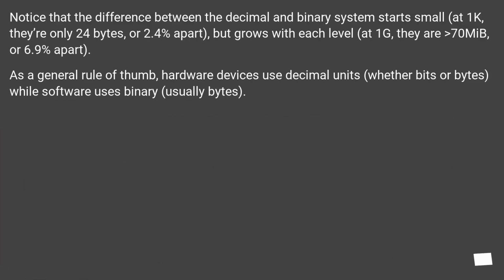Notice that the difference between the decimal and binary system starts small. At 1K, they're only 24 bytes, or 2.4% apart, but it grows with each level. At 1 GB, they are 73 MiB, or 7.4% apart. As a general rule of thumb, hardware devices use decimal units, whether bits or bytes, while software uses binary, usually bytes.